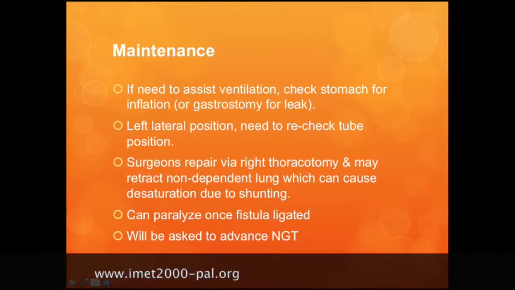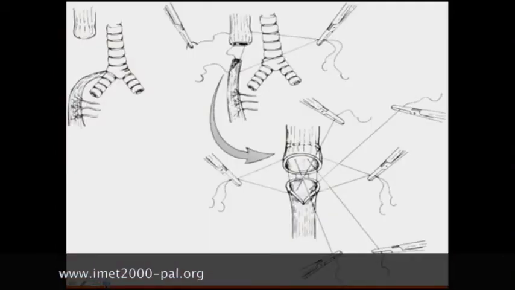Once they've fixed the esophagus, they'll ask you to advance the nasogastric tube. So you'll usually need to have a normal feeding tube available, and you'll advance it, and the surgeon will tell you when to stop.